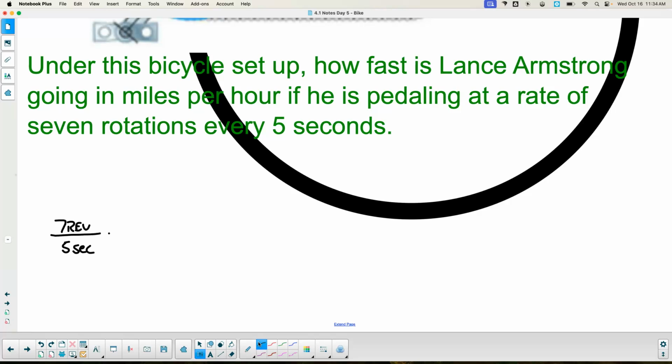So I'm on the pedal. Where do I need to get to? I need to get to the back tire, right? What's connecting the pedal to the tire? The chain, right? So we need to find the speed of that chain. Let me rephrase that. Which speed of the chain do we need to find? Linear speed, right? Because the linear speed is the only thing that's going the same distance.